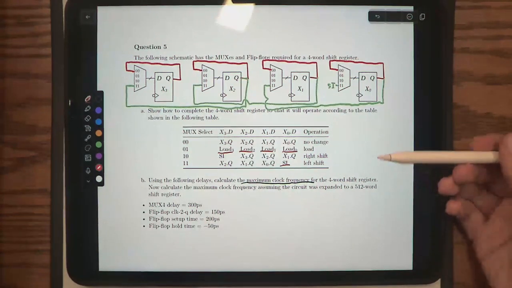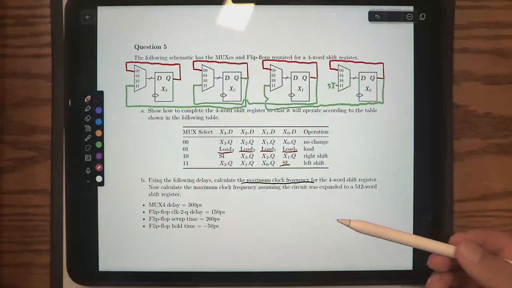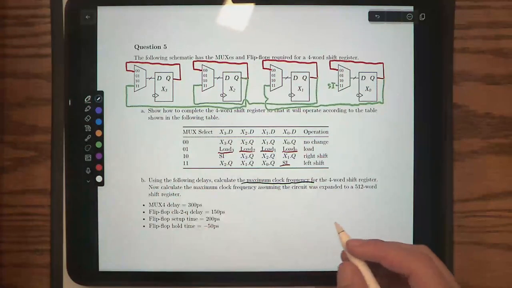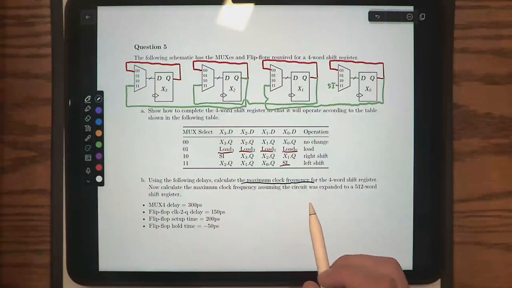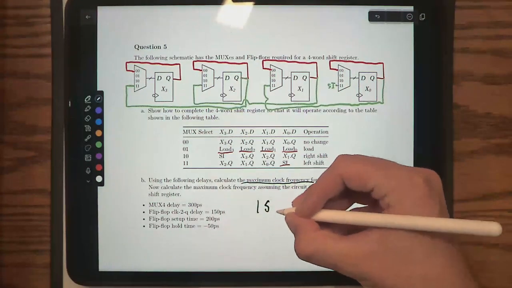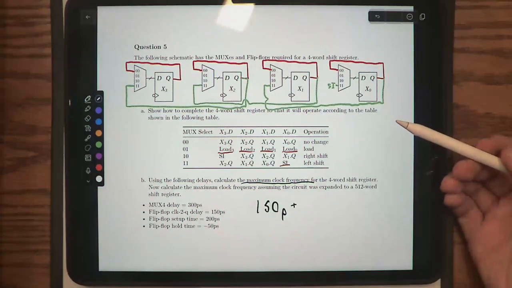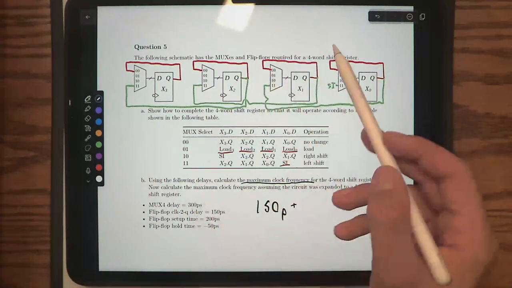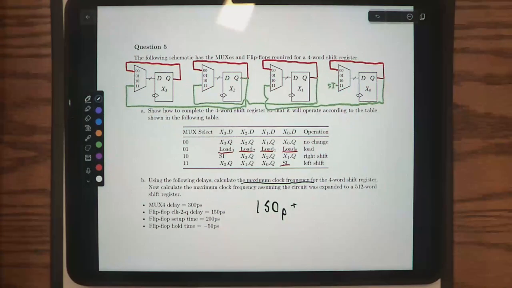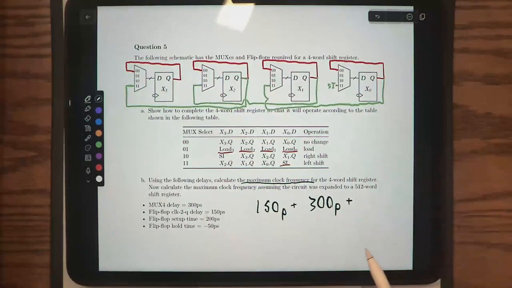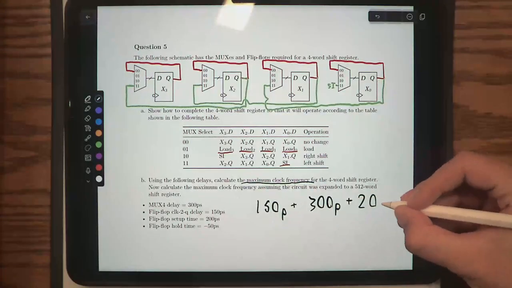Okay, cool. What is the first thing that we add to figure out clock period? Clock to Q. Okay, what is clock to Q in this question? Yeah, 150. What is the combinational delay? Yep, 300 picoseconds, because it is just one single mux. It will never go through more than one mux, so it'll always be 300 picoseconds. And then finally, what's the last delay that we add? Yep, setup time, and that is 200.